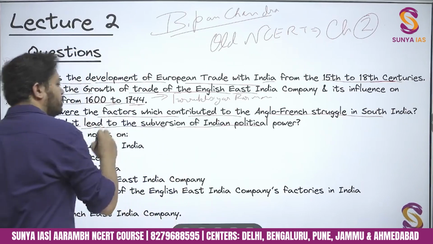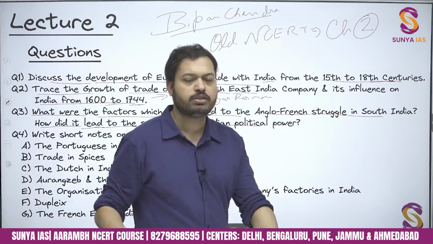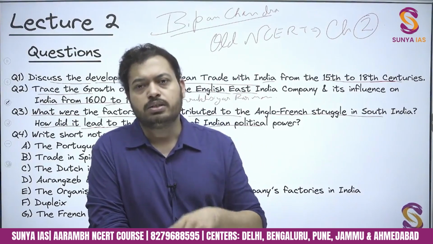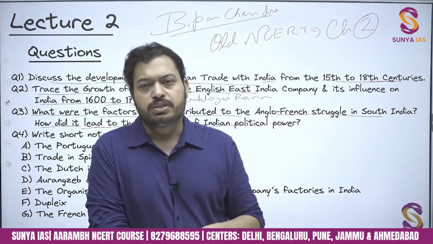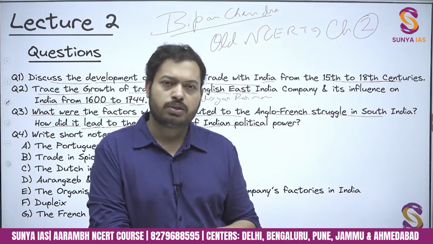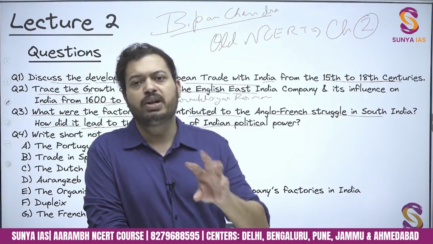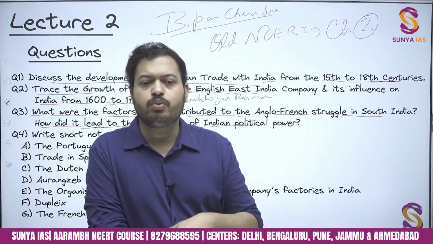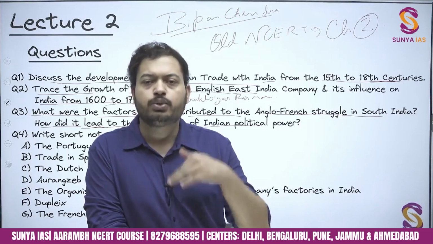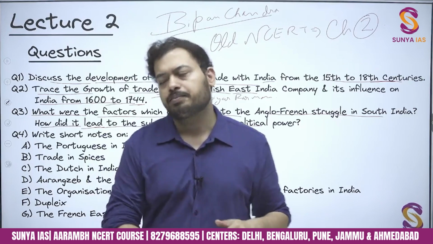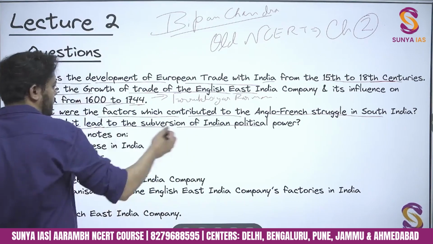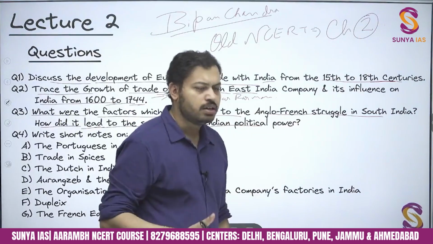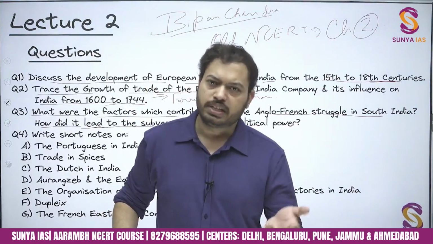How did it lead to the subversion of Indian political power? For this, you need to make sure that you highlight how the loss of the native rulers, first on the military level and then on the political control level, effectively made the Indian native ruling elite subservient to the European power. Okay. So here you can mention the importance of the Battle of Adyar and the Siege of Arcot. Those things can be mentioned here.